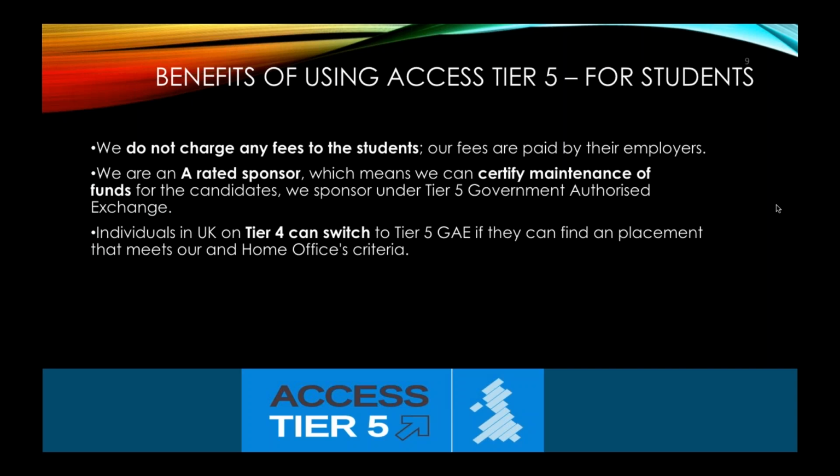Sometimes I get a question, let's say I did a bachelor's in finance, but I've now done a master's in marketing, but I found a job with a bank in finance. So can I switch from Tier 4 to Tier 5? The answer to that is no. You have to find a job that's directly related to your most recent education. So if your most recent education is marketing, then you have to apply for a job within marketing if you want to apply for the visa from within the UK.